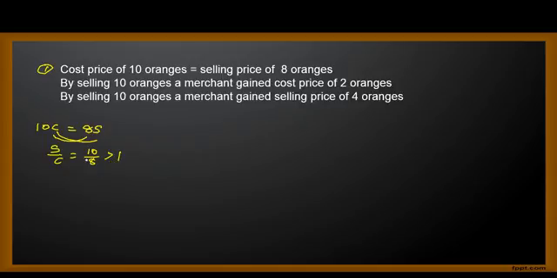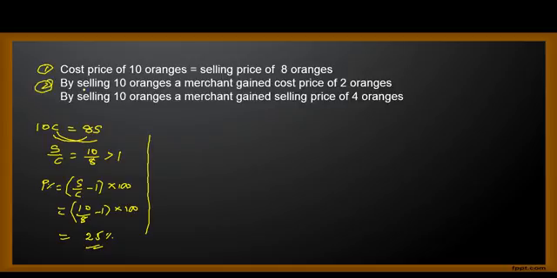Here we can't find the profit, but we can find the profit percentage. What is the formula for profit percentage? Profit percentage is equivalent to S by C minus 1 into 100. This is equivalent to 10 by 8 minus 1 into 100, which equals 25%. Let us go for the second one.